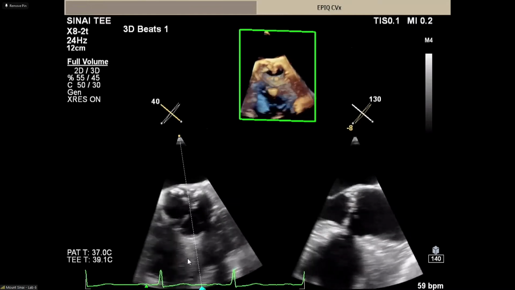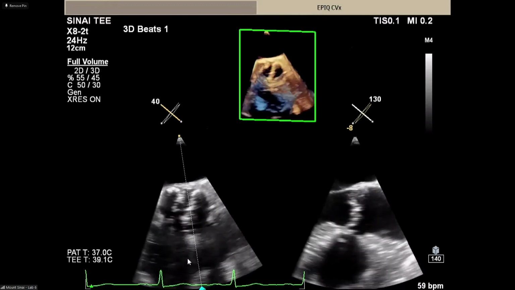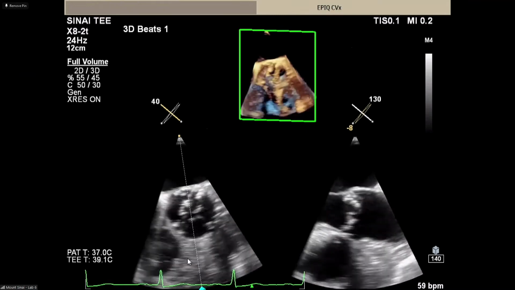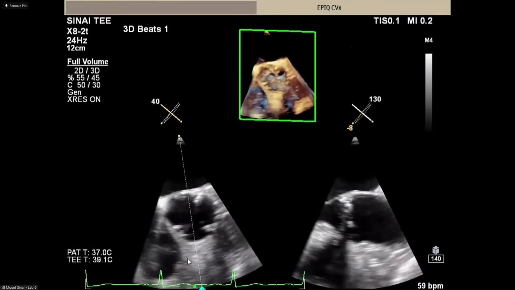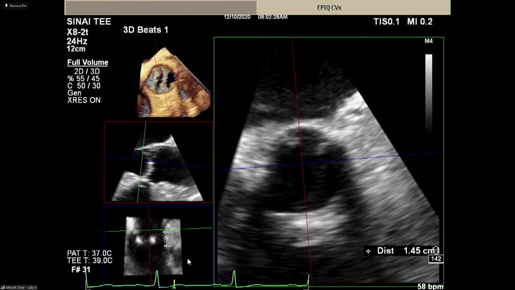Okay. This is a full volume of the aortic annulus. We try to measure the aortic annulus with 3D, as they do also with CT. Sometimes when we cannot use contrast, we prefer this method. In this case, we did it just for demonstration. As you can appreciate, the area of the annulus is 744, very close to what you would see measured by CT. And we are also able to measure the height of the coronary arteries. In this particular case, the left main from the base of the annulus was 1.45 centimeters, which is also about the same as measured by CT.